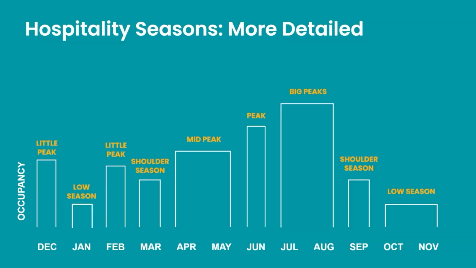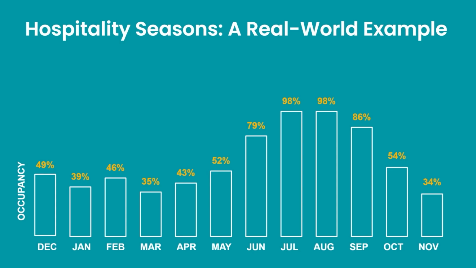Let's take a look at a more specific and more accurate example. This is what a typical property might see over the course of a year. One thing to pay attention to is that there are times your property might have little peaks in between seasons. With that in mind, let's take a look at a property's actual occupancy data for a complete year.